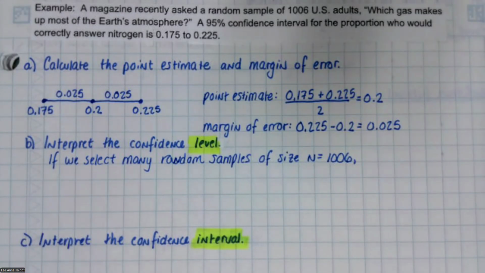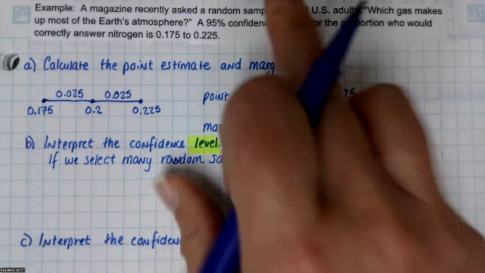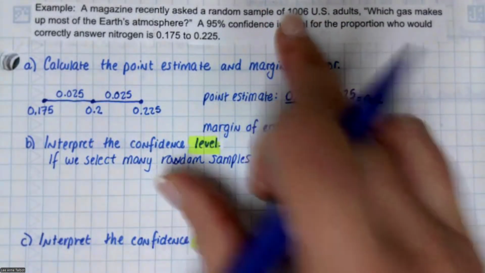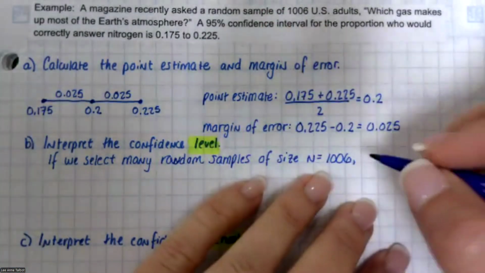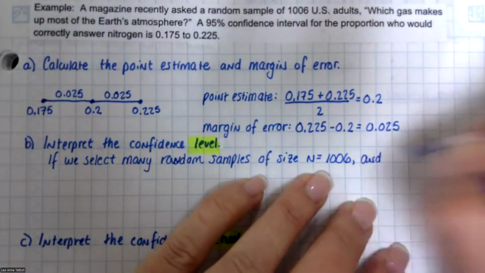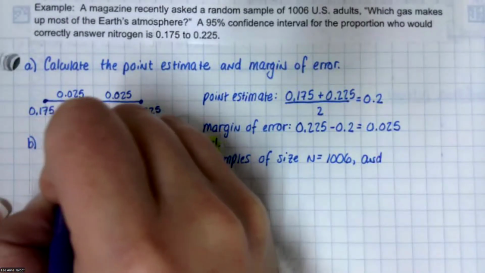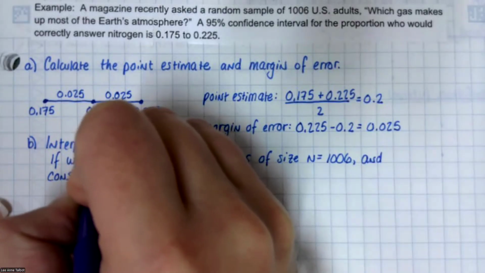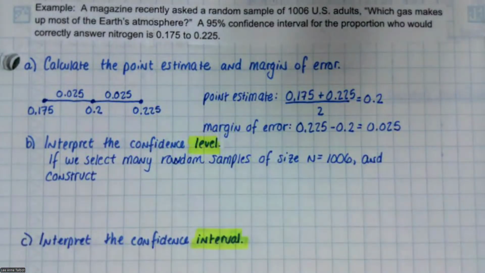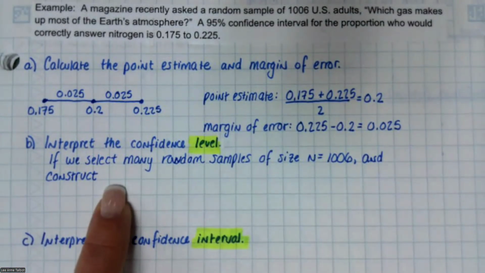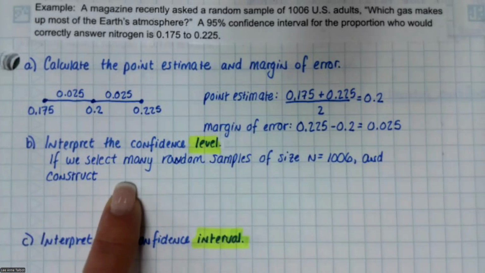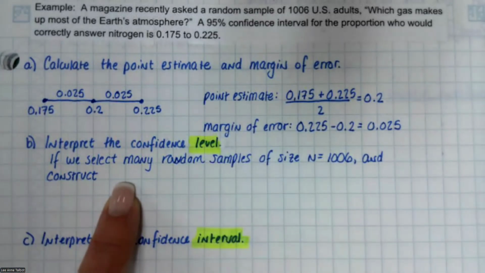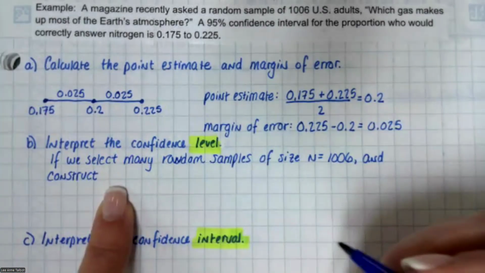Everybody good so far? Everybody see where I got the 1006 from? Right there. Okay. And construct. Okay, so I look back at my blank and it's got a percent right here. What percent confidence are we using in this problem? 95, and a lot of them are going to be 95.